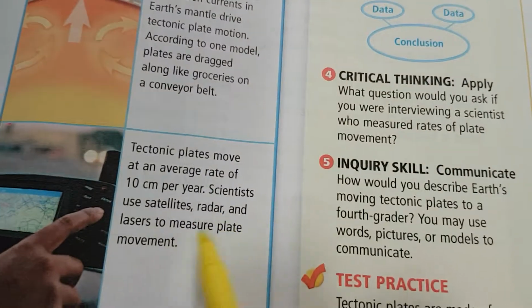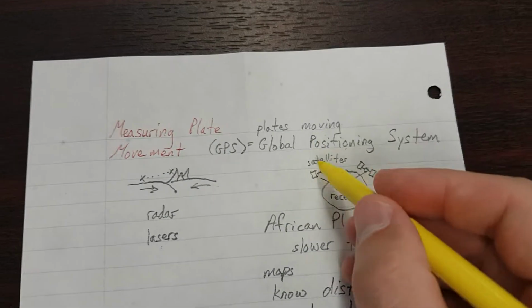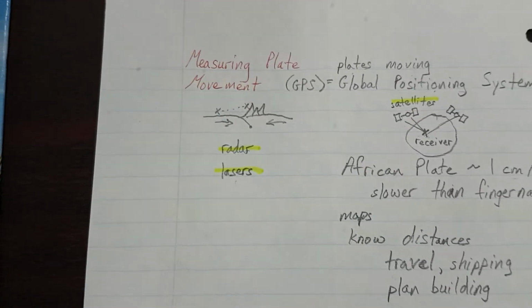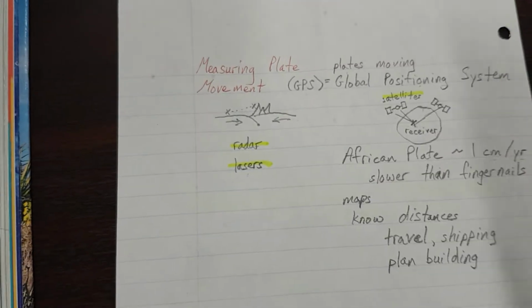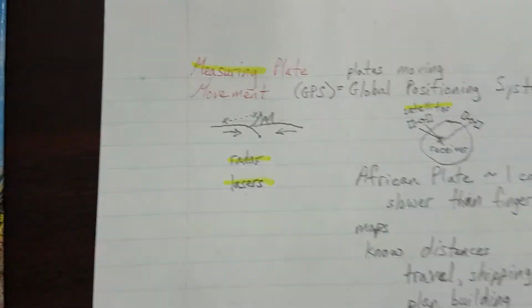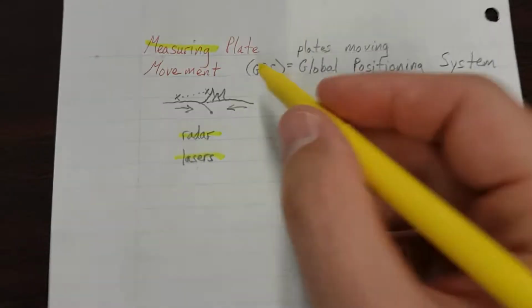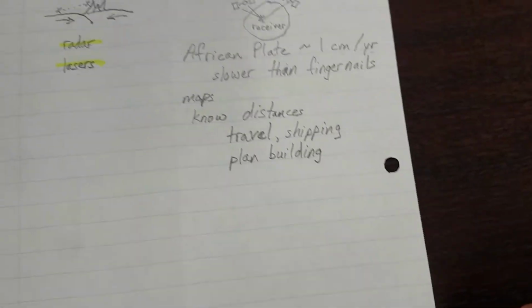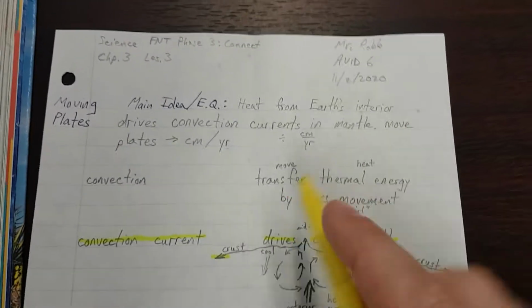We use satellites, radar, and lasers to measure movement. So we use satellites, radar, and lasers in order to measure the plates moving, and that's called GPS. Okay, so that's everything in the visual summary. Let's see which of our key details supports the main idea.